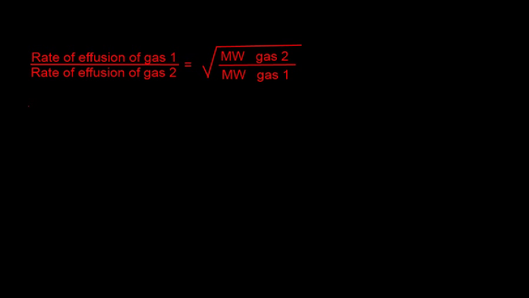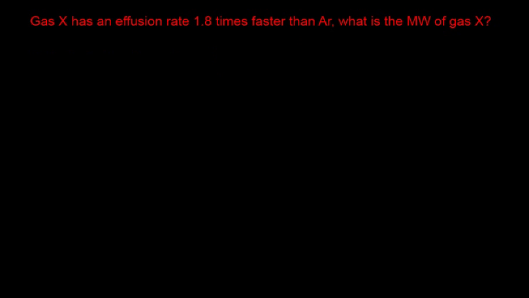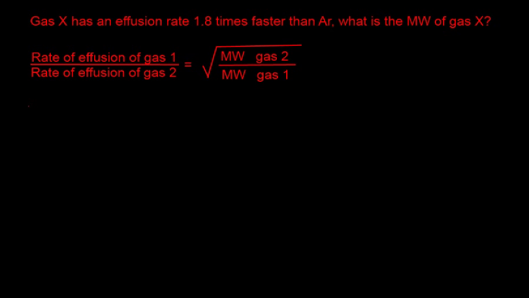Okay, so here's a question I made. A gas X, which is just some gas, you don't know what it is, has an effusion rate 1.8 times faster than argon. What is the molecular weight of gas X? Okay, so let's bring our equation back and work through it a little bit.